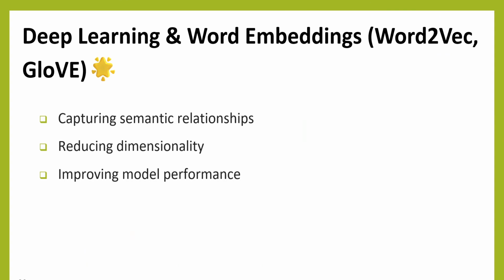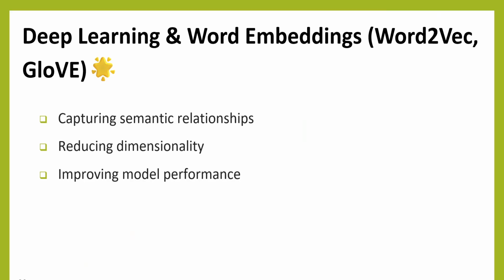Next comes word embeddings. Word embeddings are a way to represent words as vectors in high-dimensional space. This allows words with similar meanings to be closer together in the vector space. And there are two popular word embedding techniques. First is Word2Vec, which uses neural networks to learn word embeddings from large amounts of text data. It has two architectures, continuous bag of words and skip-gram.